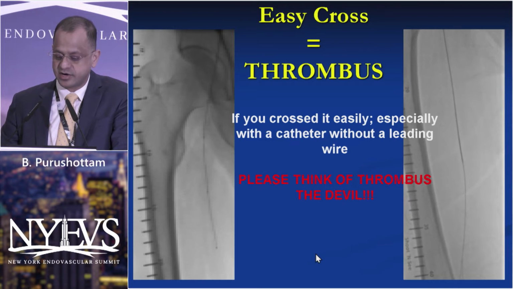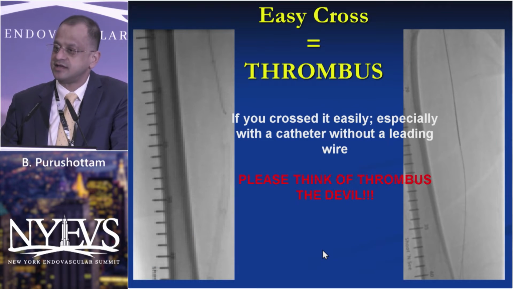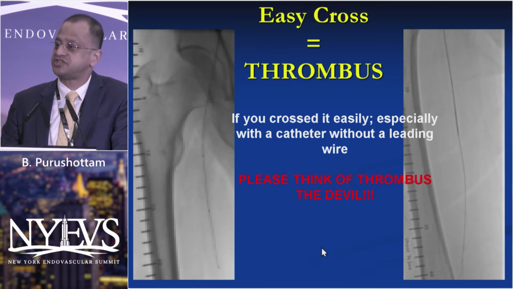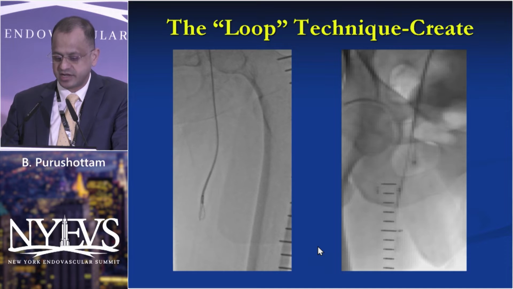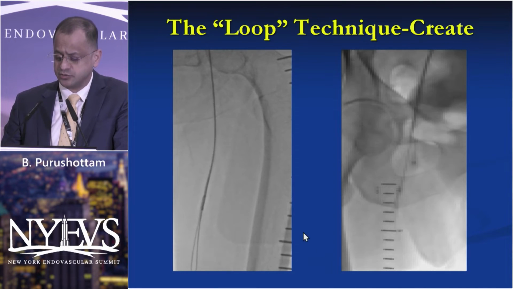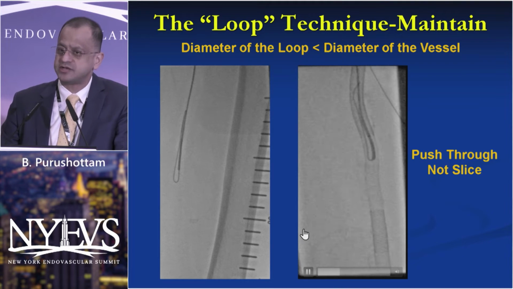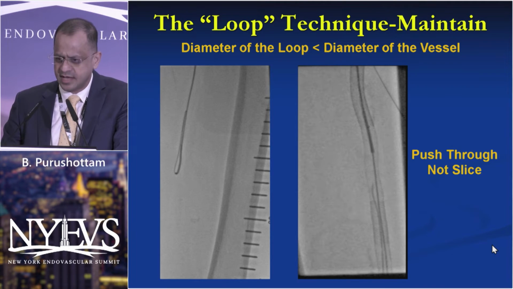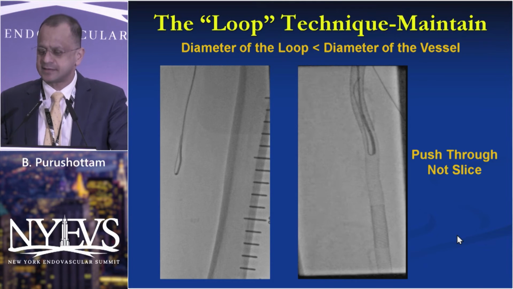So crossing the main body, again, if you cross the CTO very, very easily, especially with a catheter without a leading wire, think of thrombus, because that will change your management algorithm. So usually what I do is I use the loop technique. You create the loop, and then you advance the catheter. Make sure the diameter of the loop you've created is usually less than the diameter of the vessel. And often it's a feeling where you're actually pushing through as opposed to slicing.